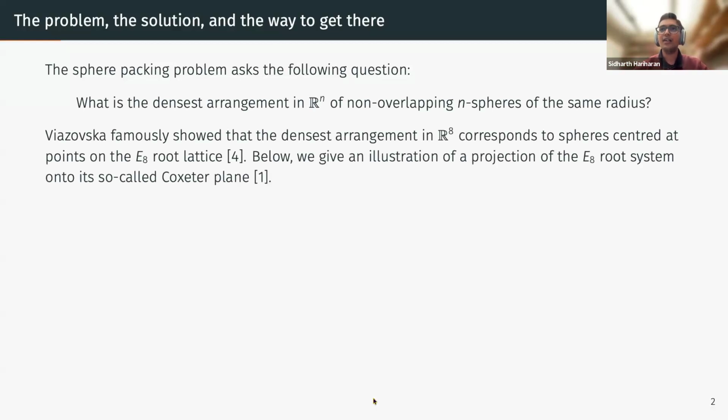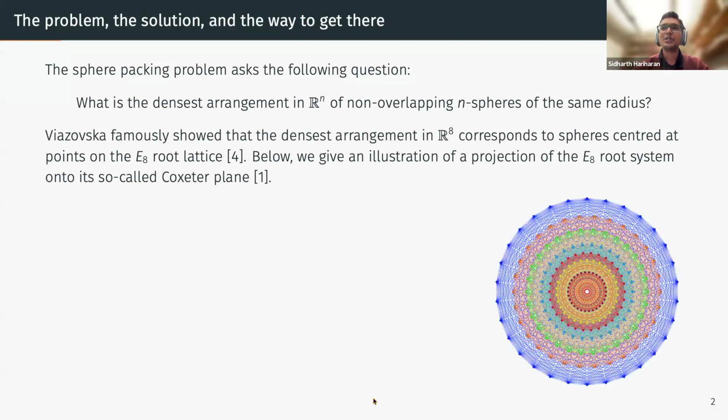So the E8 lattice looks, well, I shouldn't say it looks like this. I don't know what it looks like. I can't see in 8 dimensions, unfortunately. How much fun would that be?